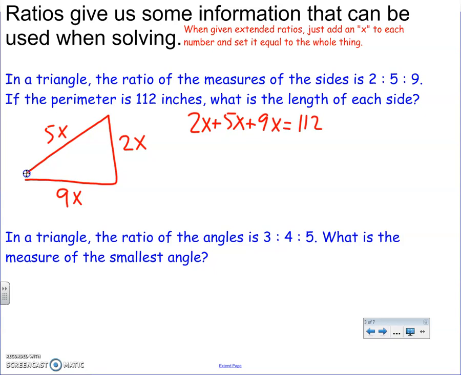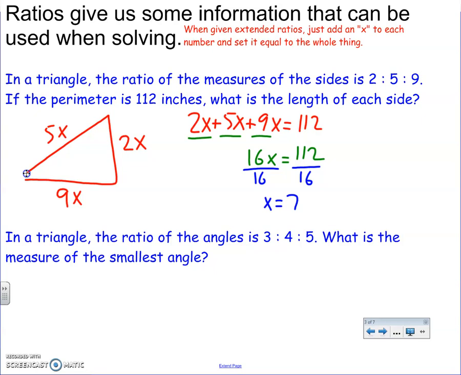Solve this by combining like terms. 2 plus 5 is 7, plus 9 is 16x. Then I'm going to divide by 16. Alright, and for that I will get 7. X is 7, but does it want x? No, they said find each side. We're going to plug in.